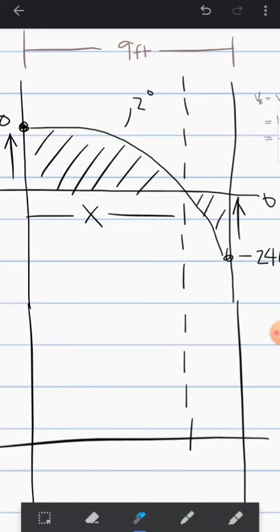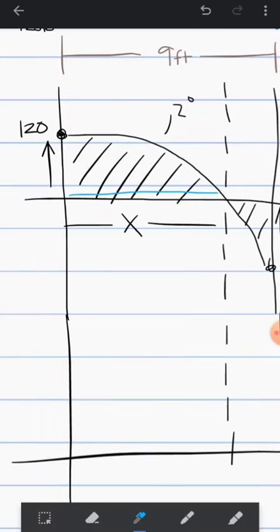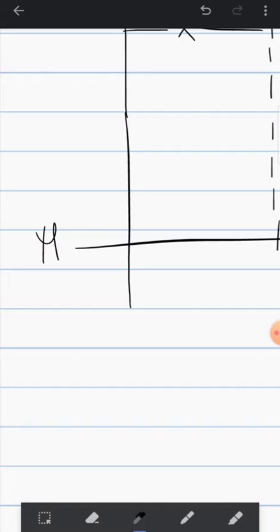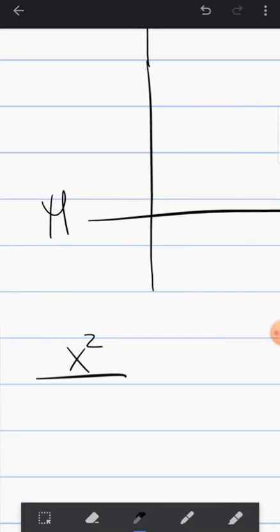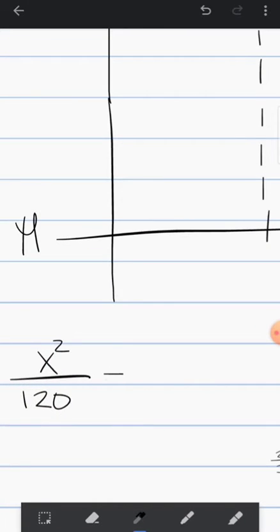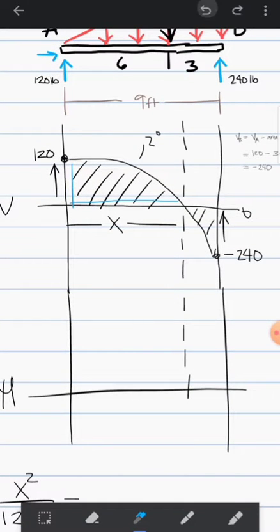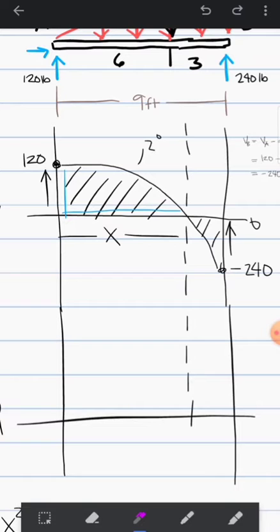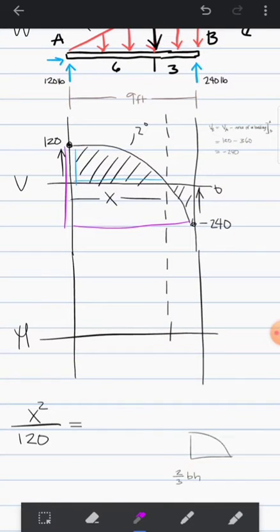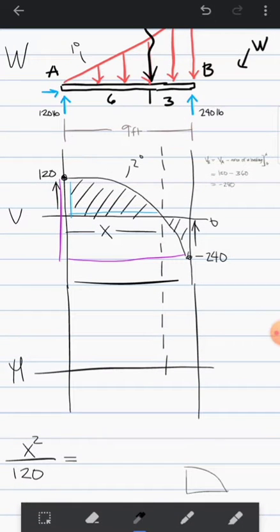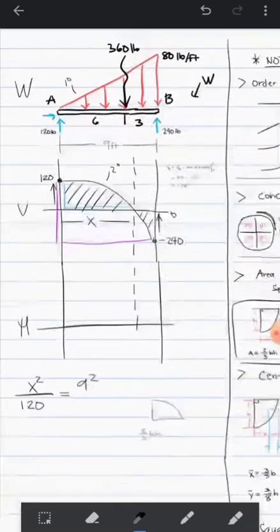So x squared is to 120, that's equal to the smaller over the bigger one, so that's 9 squared. This is 9. So x squared is to 120 equals 9 squared over the whole.